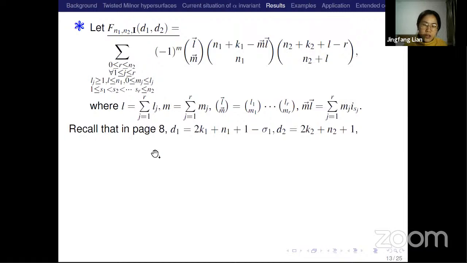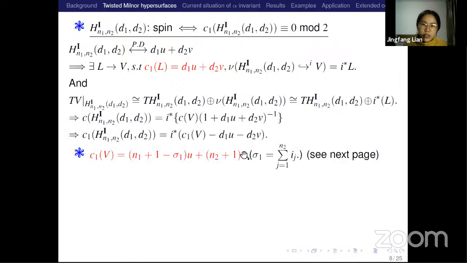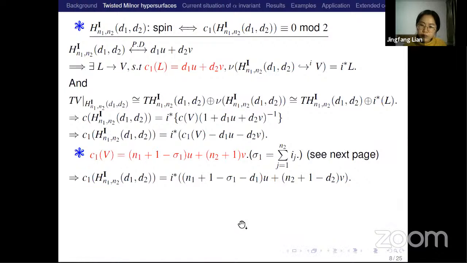And what I still want to say again is that on page 8, in fact, we give the sufficient and necessary condition for the twisted Milnor hypersurface to be spin. The d1 and d2 can be expressed by k1 and k2.